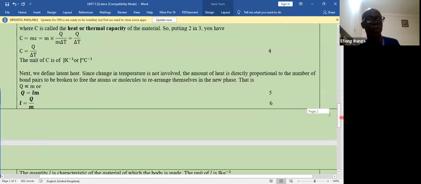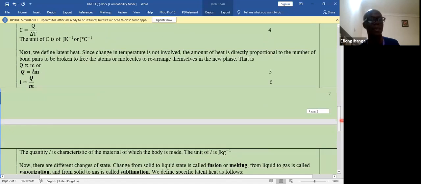So this is called the latent heat. Now, when we are talking about latent heat here, I've not said whether it is for fusion or vaporization or sublimation. So it means I must first of all define what kind of latent heat I am talking about. But before then, notice that the quantity L is characteristic of the material of which the body is made. So in other words, in most books and also in your course material, you should have a table of the latent heat of some substances. It should be found in your book, so you look for it.